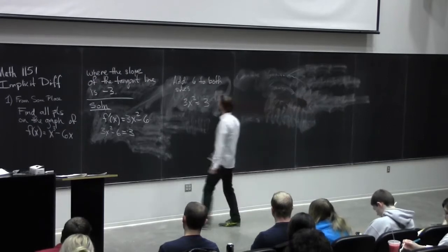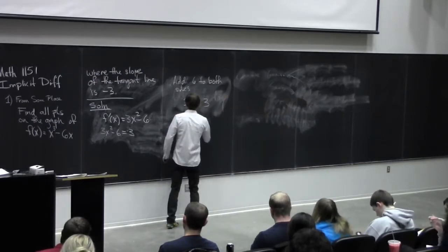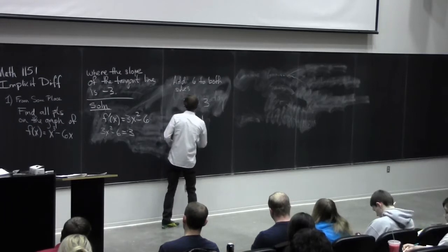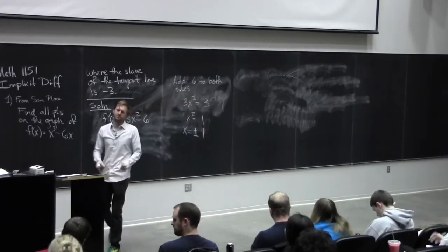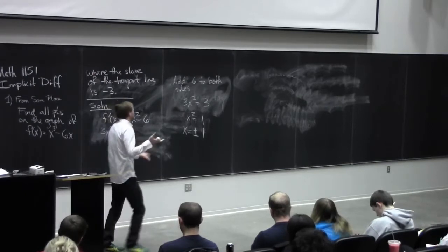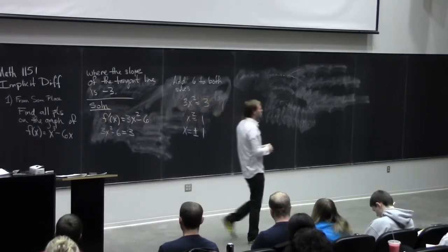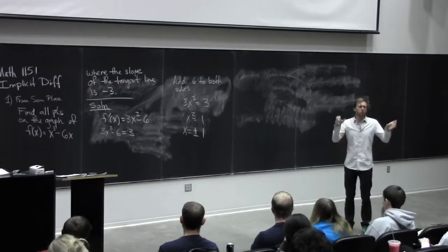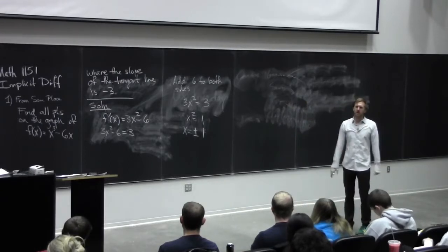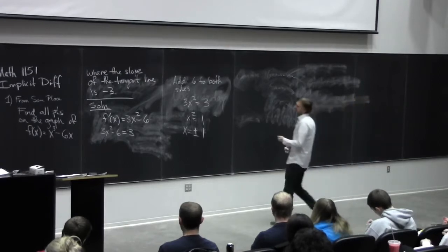All right, so I divide both sides by 3. I get x squared equals 1. So x is equal to plus or minus 1. Now, hopefully we're clear about this: do we want the x values or do we want the coordinates? Here, we wanted the coordinates.